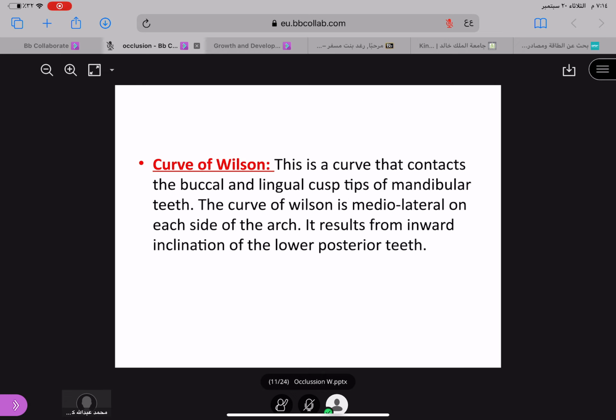The second curve is known as the curve of Wilson. It's a curve that contacts the buccal and lingual cusp tips of the mandibular teeth. The curve of Wilson is a mediolateral curve. The curve of Spee is an anterior-posterior curve. It moves from the canine towards the condyle. Whereas the curve of Wilson is a mediolateral curve, right? It is joining the buccal and lingual cusps of the mandibular teeth. It results from inward inclination of the lower posterior teeth.